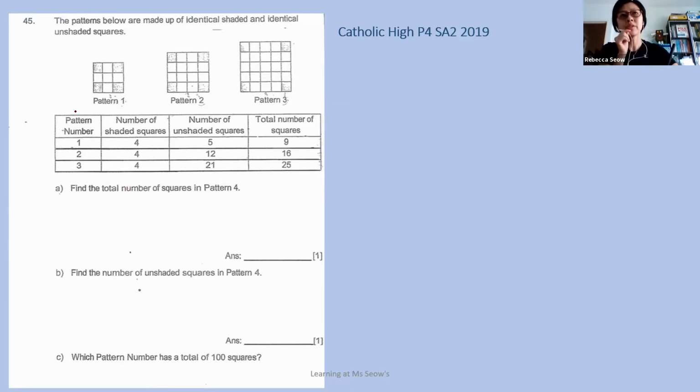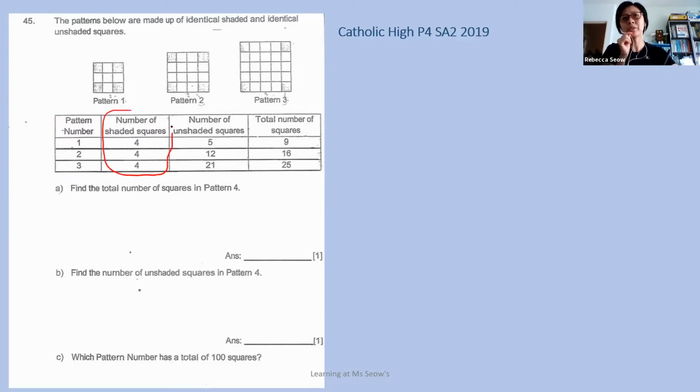So if you were to look at the first column over here, this tells you about the pattern number, and it goes in chronological order. That means 1, 2, 3, and the next one will be 4. It's very systematic. And from one number to another, you add 1. Now let's move on to the next column, whereby you have the number of shaded squares.